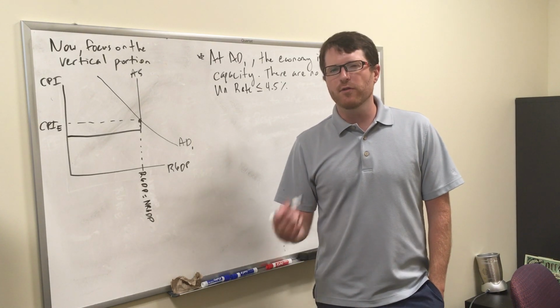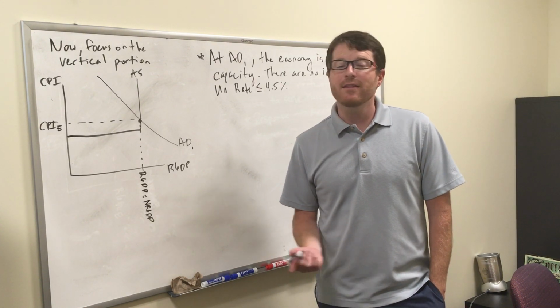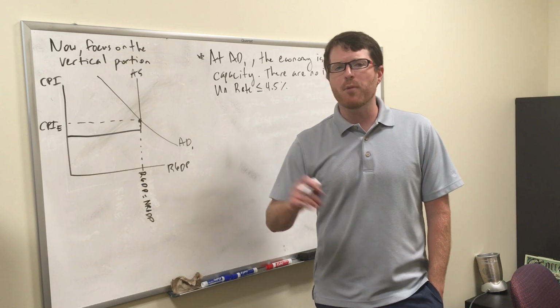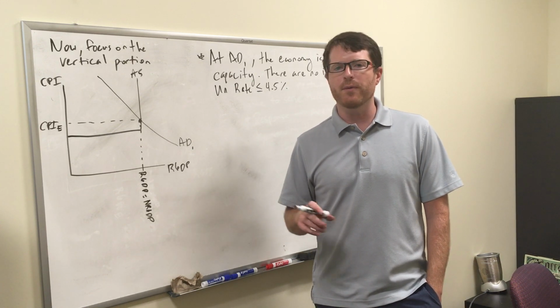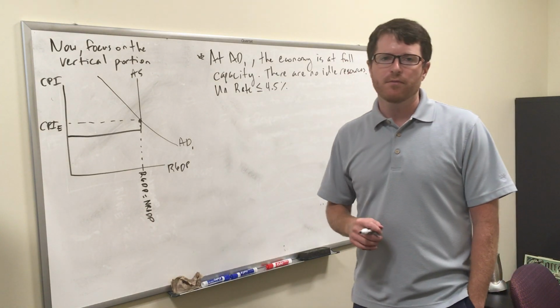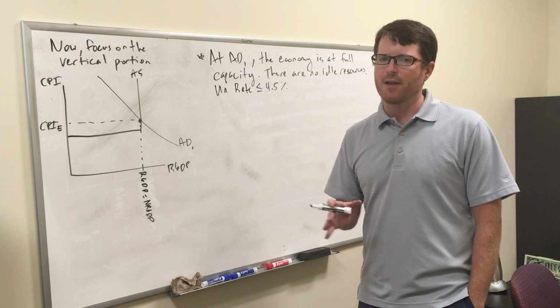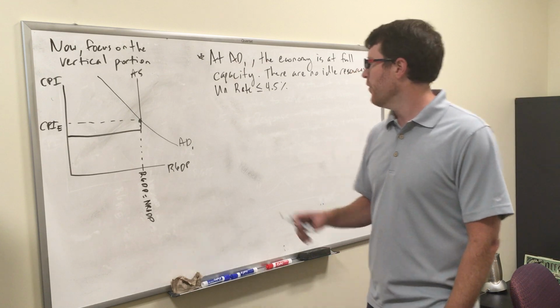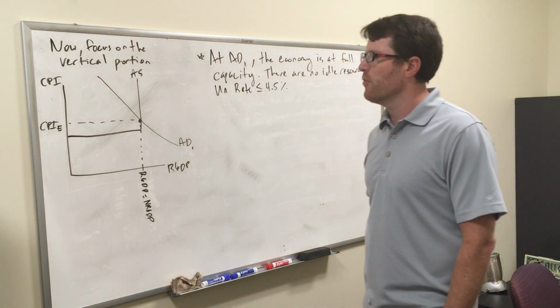There may be some structural and some frictional, but that's okay. That needs to happen. We're not changing that part of the story. Structural and frictional unemployment should occur. So all we're saying now is there's no cyclical. All the unemployment remaining is natural, okay? So unemployment rate is at or less than 4.5%.